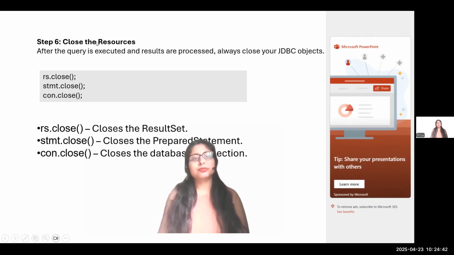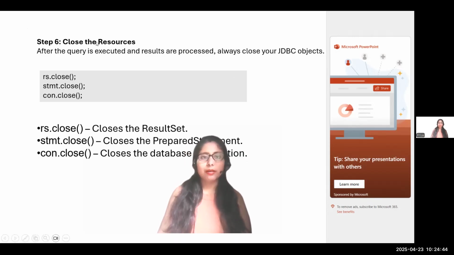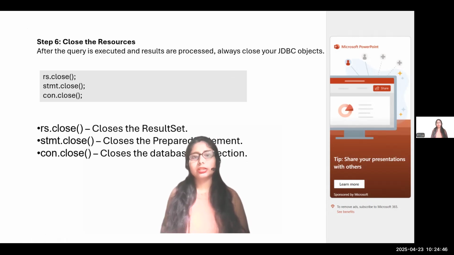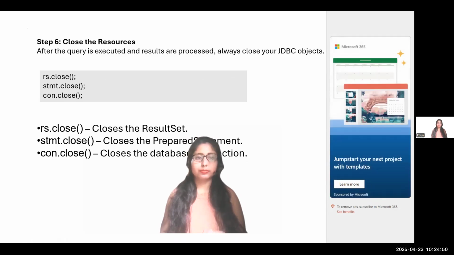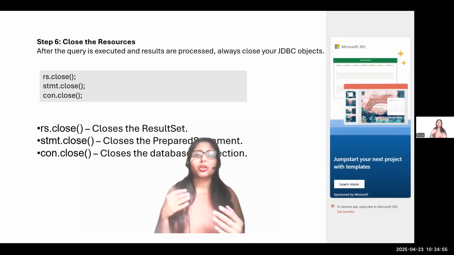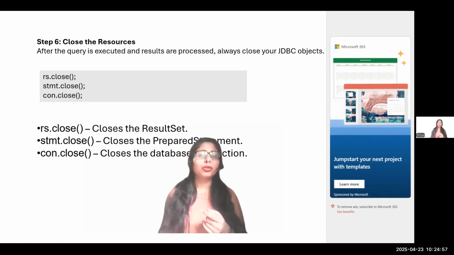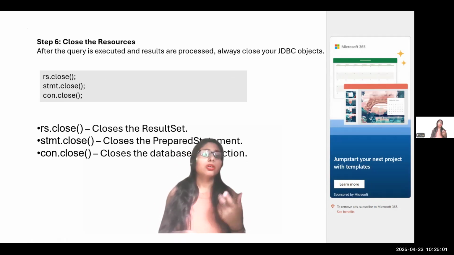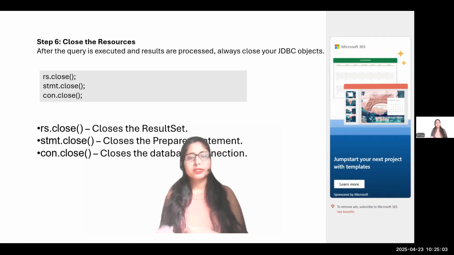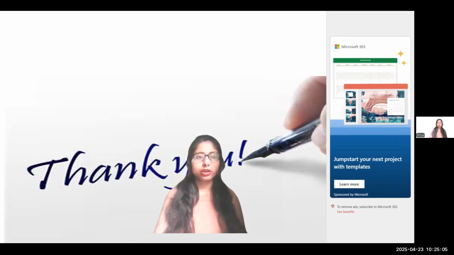Step 6 is close the resources. After the query is executed, the results are processed. Always close your JDBC objects: rs.close closes the result set, statement close closes the prepared statement, and con.close closes the database connection.